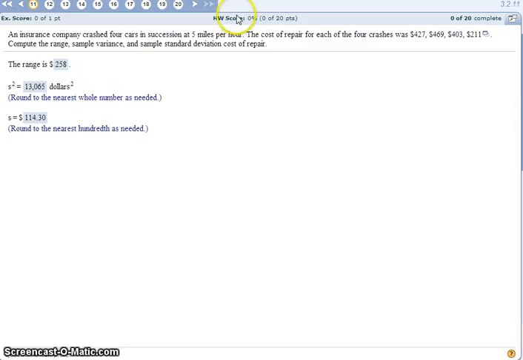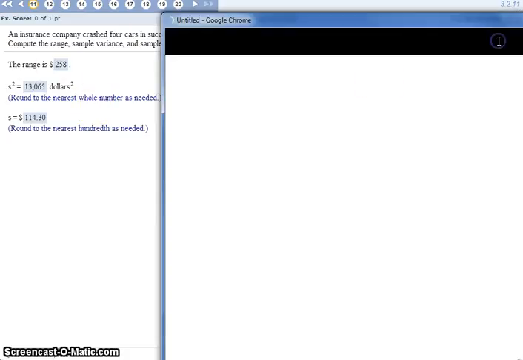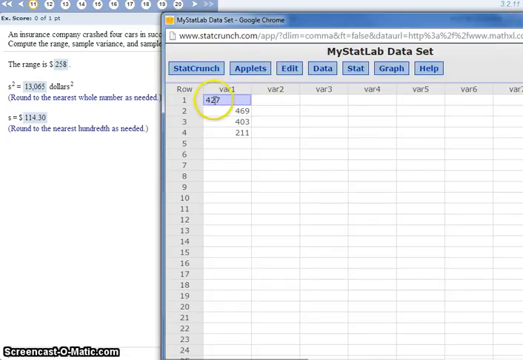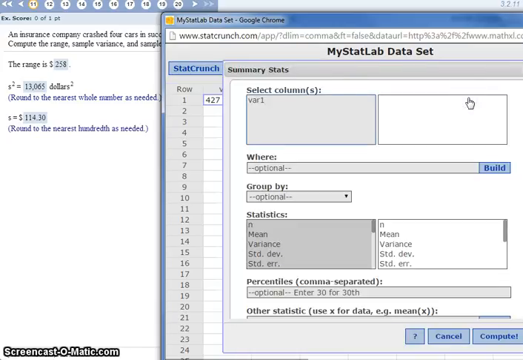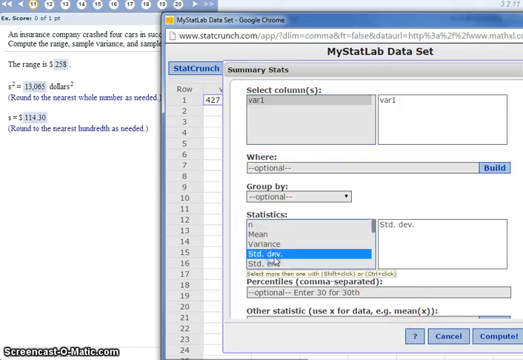So we'll use StatCrunch for this one. You can also do Excel, but I want to show you both of them. So open in StatCrunch. So here's our data. We want to do the stats on our column, and we only have that one column of data, and we want standard deviation, variance, and the range.